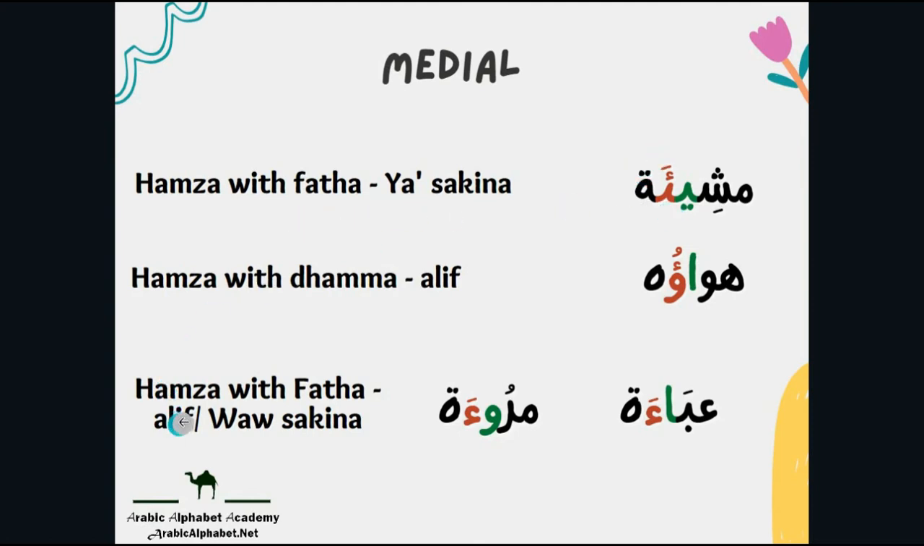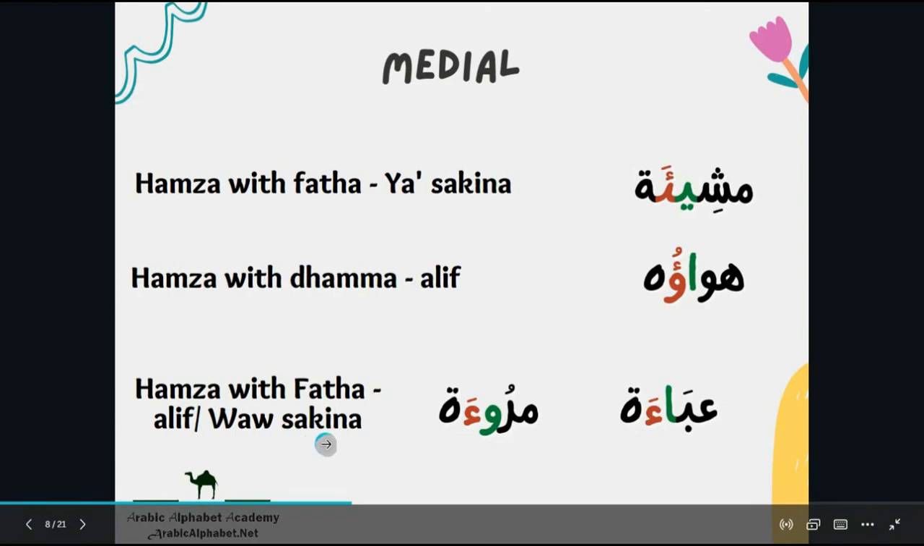We have another case here. When the Hamza is with Fatha, but it's preceded by Alif or Waw Sakina. In this case, we write the Hamza on the line. We have an example: Aba'atun, a cloak.